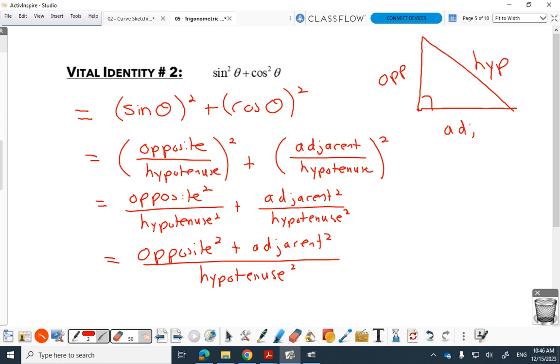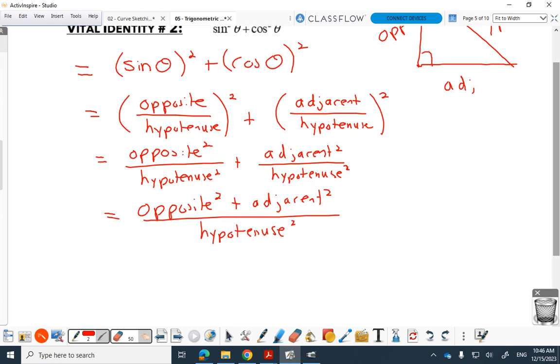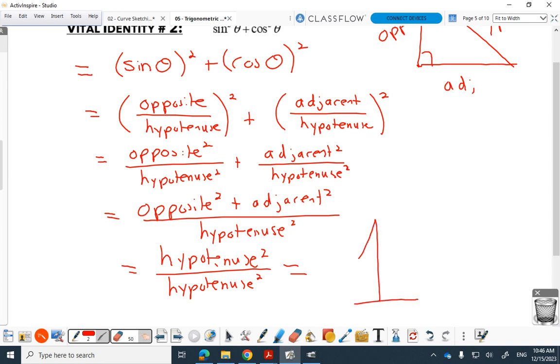The Pythagorean theorem is jumping up and down on the bench going, put me in, coach. I know just what to do here. The numerator is hypotenuse squared. That's the Pythagorean theorem. And what's hypotenuse squared divided by hypotenuse squared? Canceled. Every time you square sine and square cos and add them together, you get the number 1.